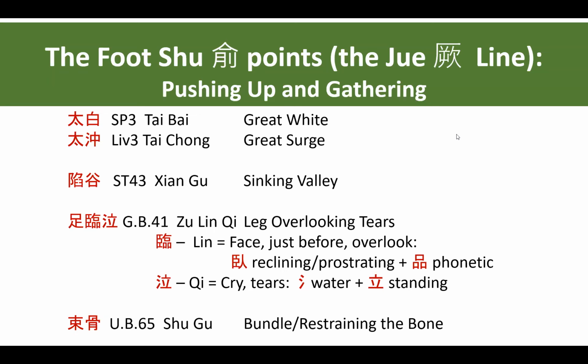And then bladder 65, the name is to bundle the bone, restrain the bone. If we're going to push up, we need to restrain it, because if you just push something up, eventually, say it goes up 5 meters, and then gravity takes over, it's going to start spreading all over the place. Look at a fountain. It doesn't just go up, it goes sideways. So if I want to keep it so it goes into the spine, into the torso, something has to bring it in, contain it a little bit. So that's the idea behind the name of UB65.